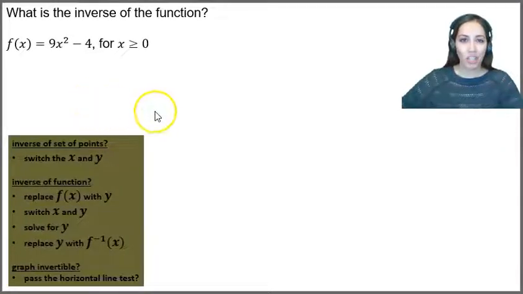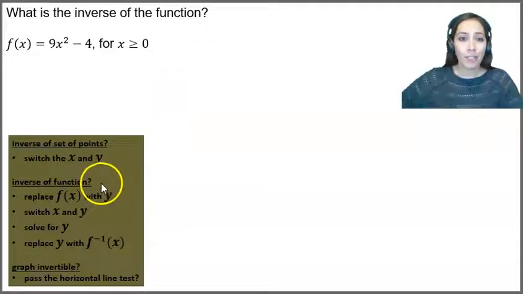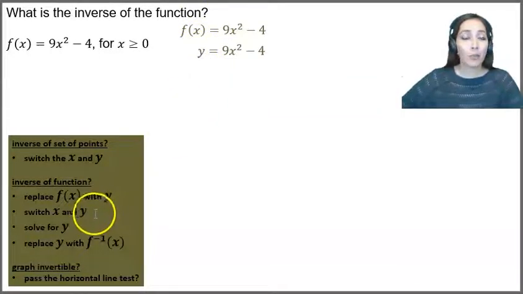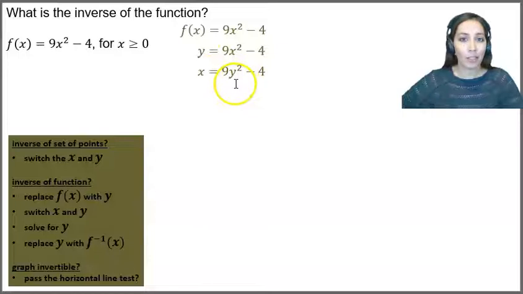Now that we have Chloe's cheat sheet notes, let's go ahead and find the inverse of this function. First of all, when you're looking for an inverse of a function, she's told us to replace f of x with y. So I have my original equation, f of x equals 9x squared minus 4, and I'm going to replace that f of x with y. Her second step is to switch x and y around. So instead of y equals, it will become x equals. Instead of x squared, it's y squared.